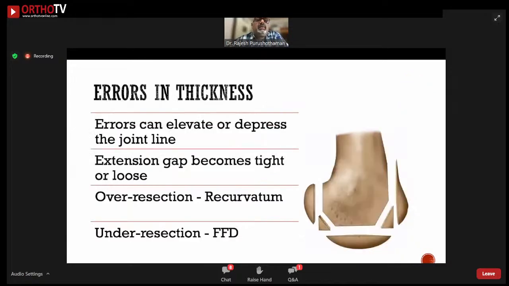There can be errors in the thickness of the cut. This can either lead to elevation or depression of the joint line. If the extension gap is too tight or loose, it can lead to problems. If over resection is done, the extension gap will become loose, and that may lead to a recurvatum deformity. If the cut is less, or if thickness is less, it may lead to tightness of the extension gap, and it can lead to a fixed flexion deformity.